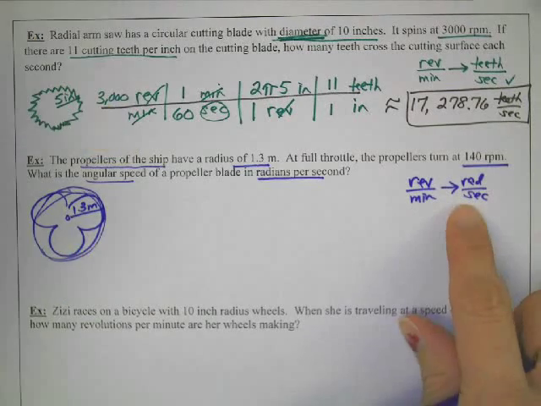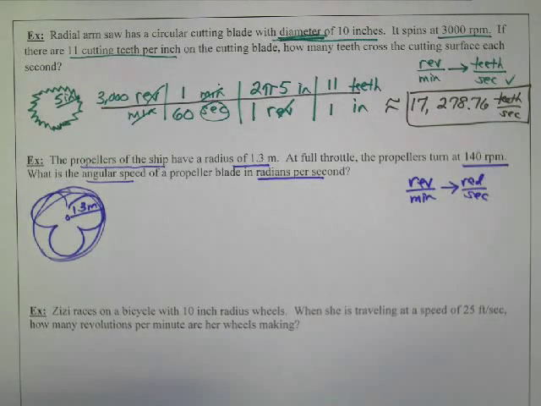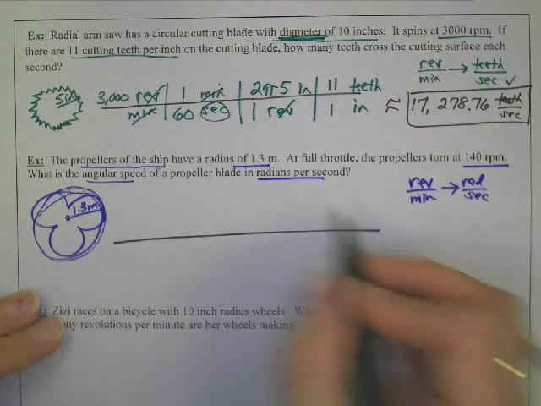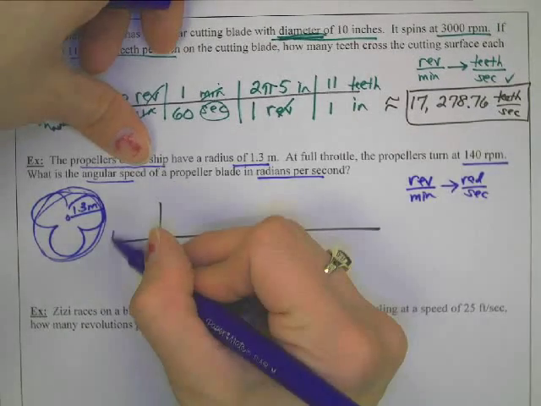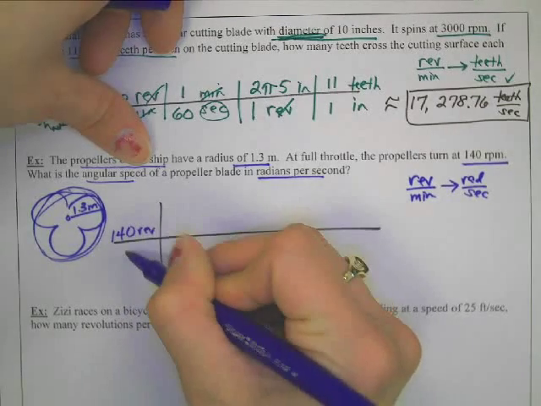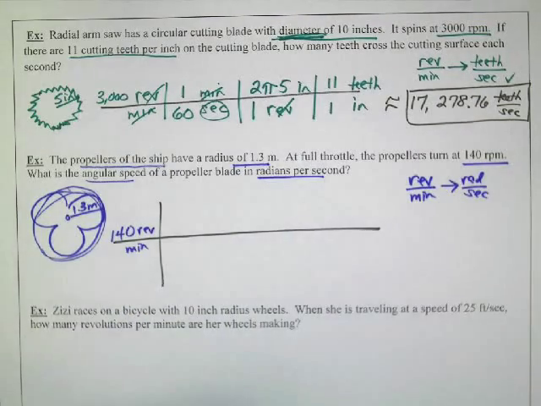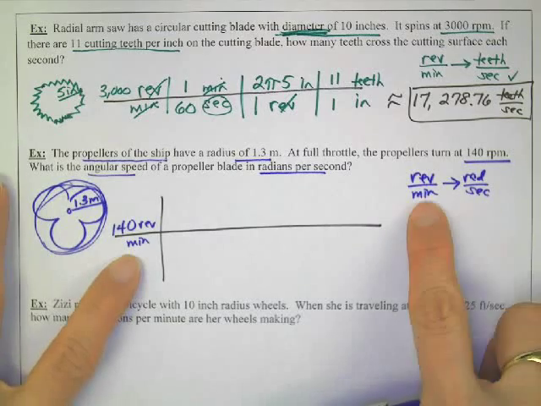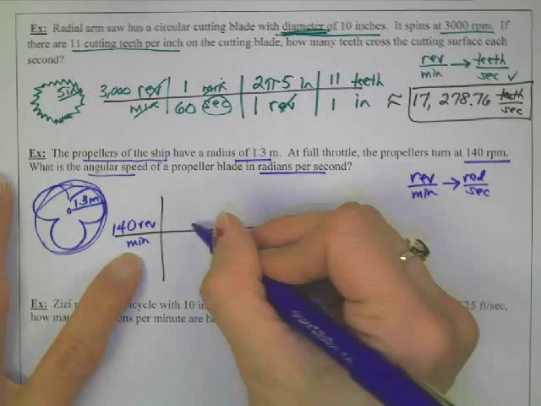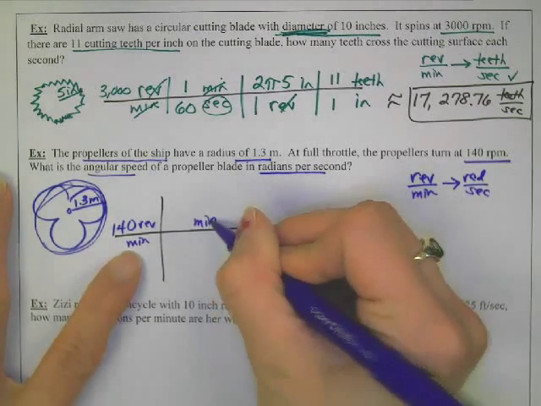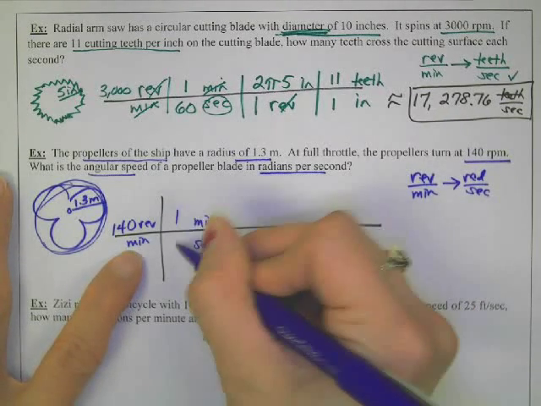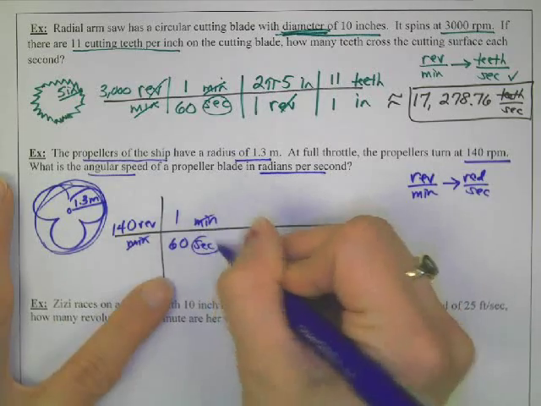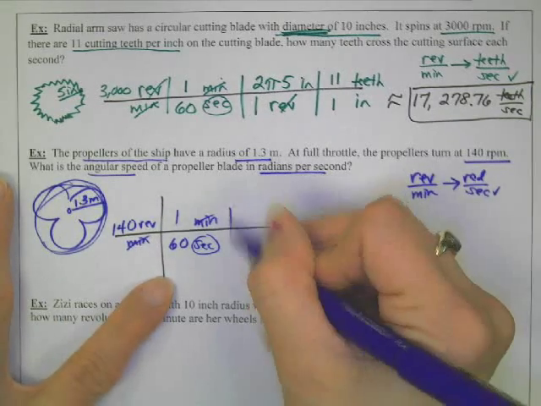We have our diagram and we have our goal, our conversion goal. So let's go ahead and draw a conversion table. We're going to start off with revs per minute. How many? 140 revs per minute. Okay, should we do time first? Minutes into seconds? Minutes need to go away, so they're going to go up here. 1 minute has 60 seconds. Cancel minutes. Perfect. We're halfway done.